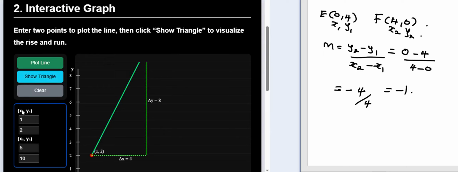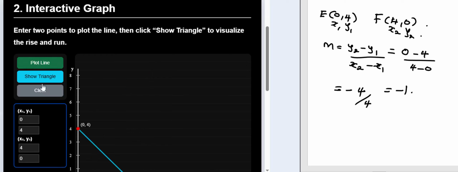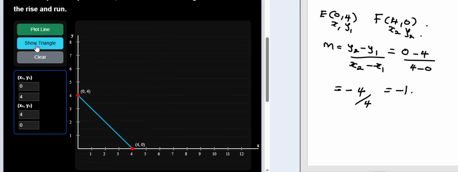Can we verify it in our graph? Let's try to note down the values. x1 was 0, y1 was 4, then x2 was 4, and y2 was 0. Let's try to plot this line. You see it's a falling line, and if I show the triangle, that will show us the gradient being negative 1. So negative gradient shows a falling line, but positive gradient shows a rising line.